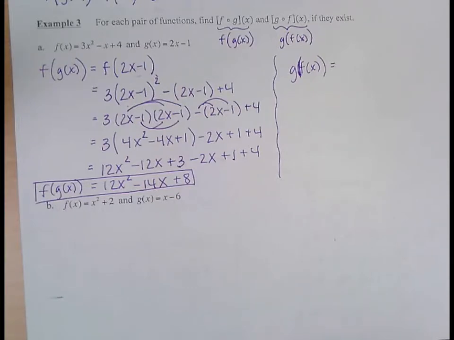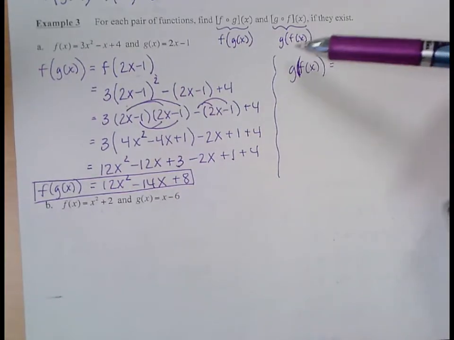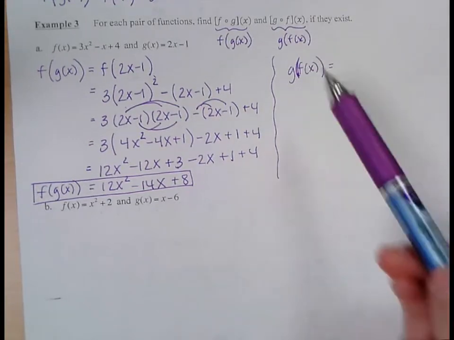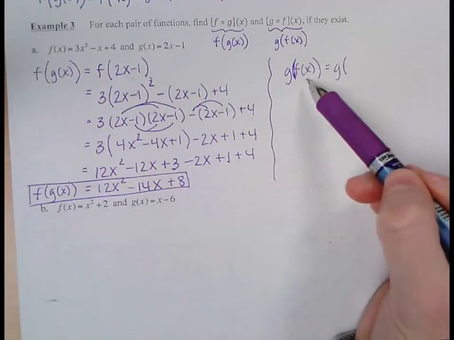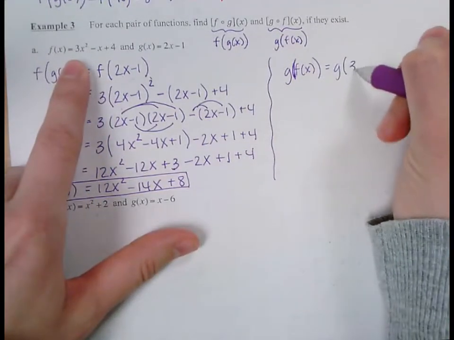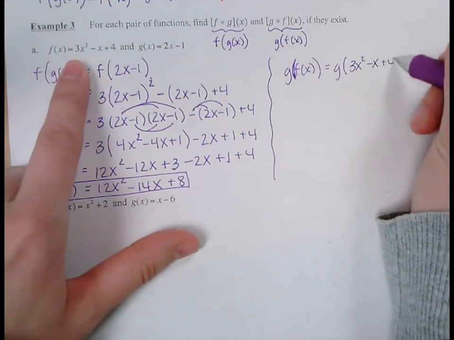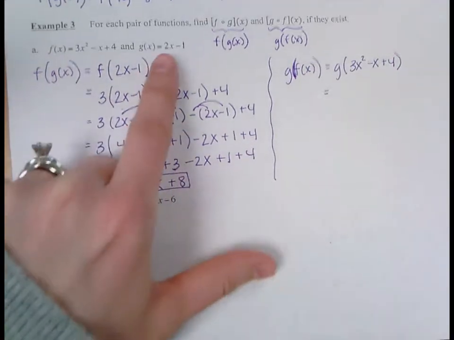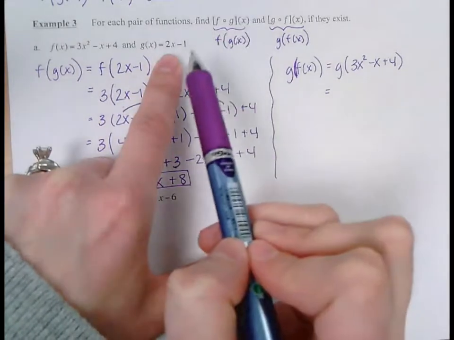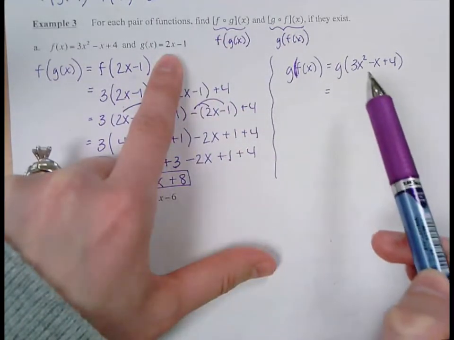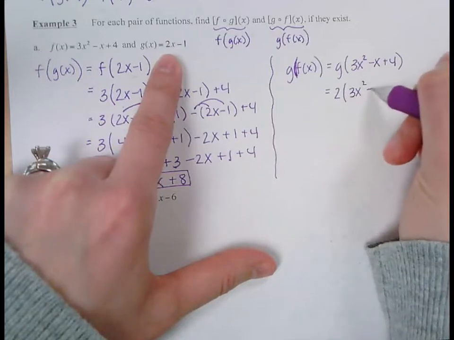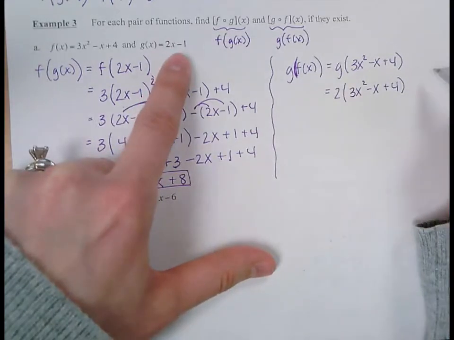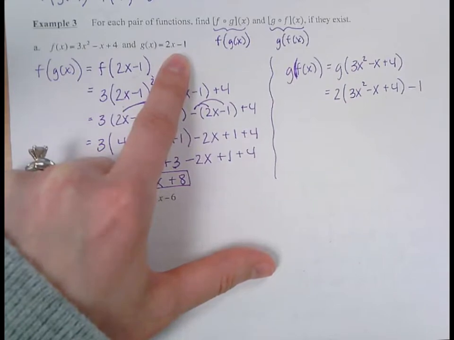So g of f now means I'm substituting f into g. So I'm going to replace in the parentheses here what f of x actually is. So I have g of f of x is 3x squared minus x plus 4. So that means if I look at the function g, I have 2x minus 1. Where I see that x, I have to replace it with this whole quantity and then simplify. So I'll have 2 in place of x times the quantity 3x squared minus x plus 4. And then I still have the minus 1 at the end on the outside.